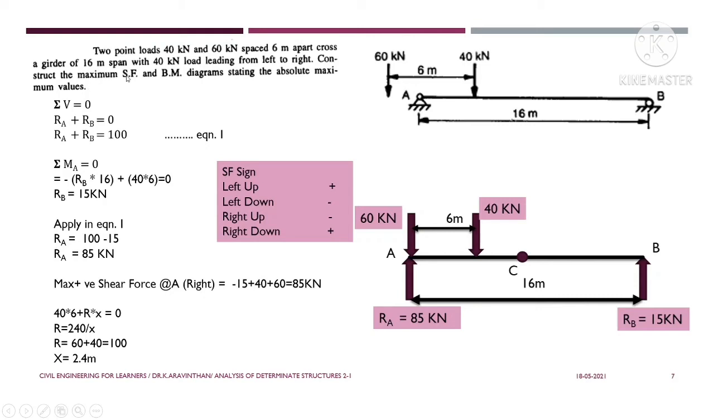See, the shear force and bending moment should be absolute maximum values. Here they have not given 4 meter from A or 6 meter from A. They have said that whatever might be the point, I need the absolute maximum values. This is known as critical value. This absolute maximum bending moment is the critical value to go for design.